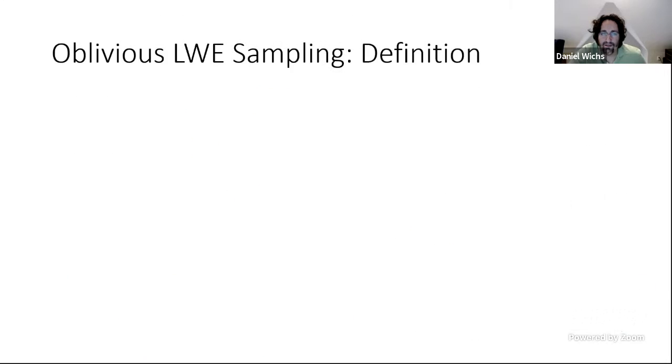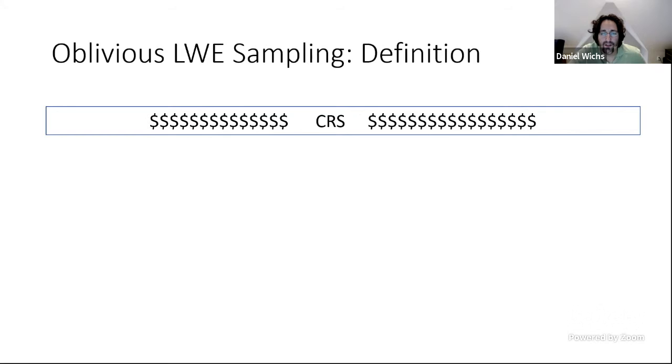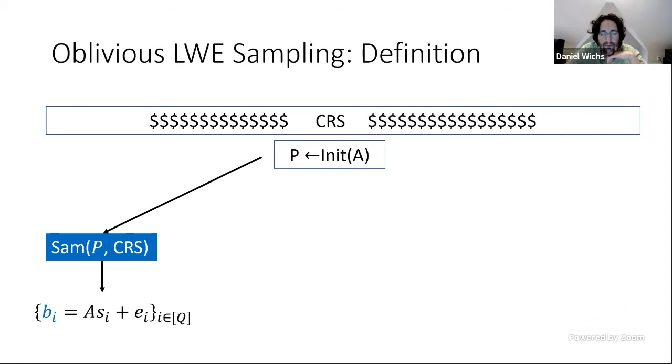So this is the high-level idea. Let me actually give you the definition. Like I said before, we're going to consider a notion in the CRS model where the CRS can be very large, depending on the number of samples Q I want to generate. And there's going to be this small value P that depends on the matrix A, but is small. There's a sample algorithm that's a deterministic algorithm. If you give me CRS and P, it outputs Q LWE samples. So anybody can run this and figure out the samples. I don't need to specify anything else to specify these samples. And this is essentially what the honest scheme will use.